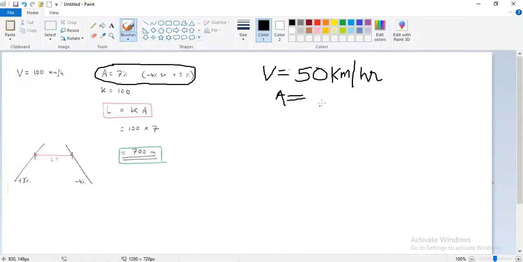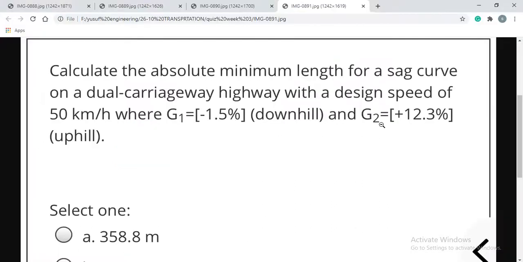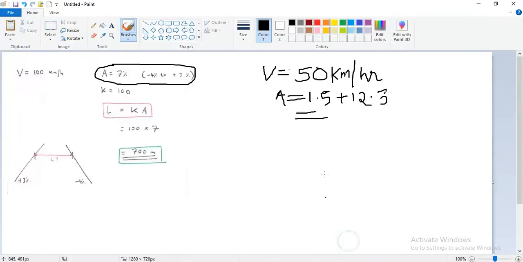1.5 and 12.3, just add it. Forget about the sign. So the A is equal to 1.5 and 12.3. We don't have any need to consider the negative and positive sign. So just add 1.5 and 12.3: 3 and 5 is 8, and 12 and 1 is 13, so it is 13.8. Okay, so now we have the value of A.